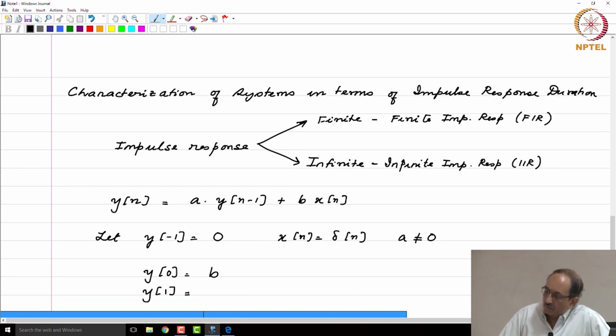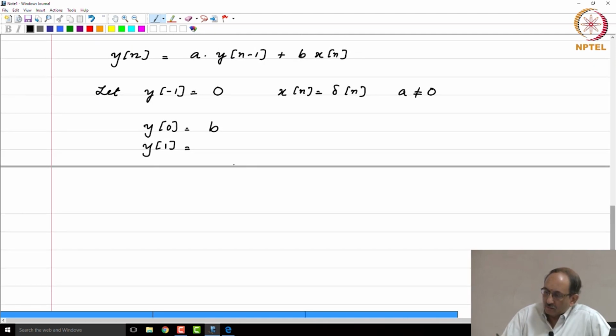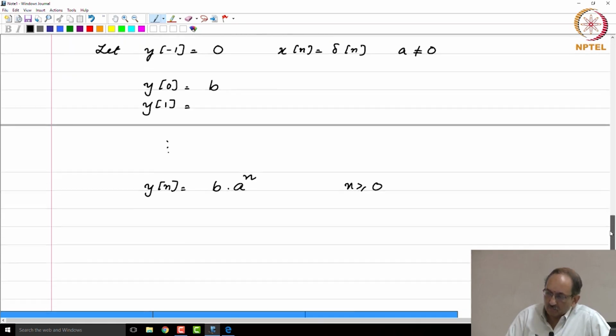Similarly, you can find out what y of 1 is. So, you can recursively evaluate this difference equation and quickly see what the pattern is. And if you did this, you will be able to see that y of n is b times a to the n, for n greater than or equal to 0.